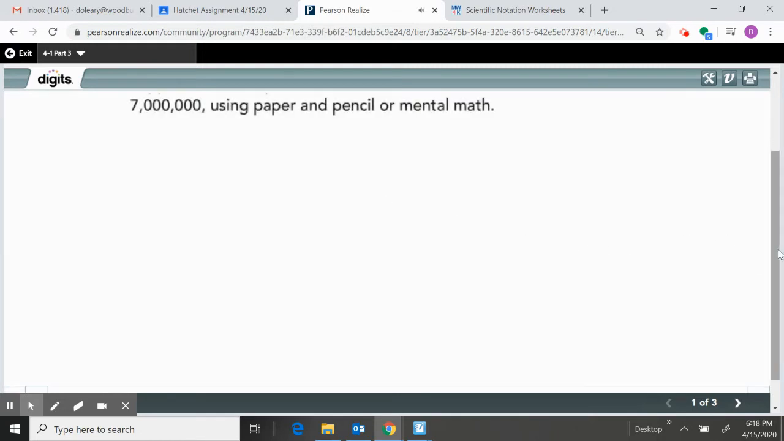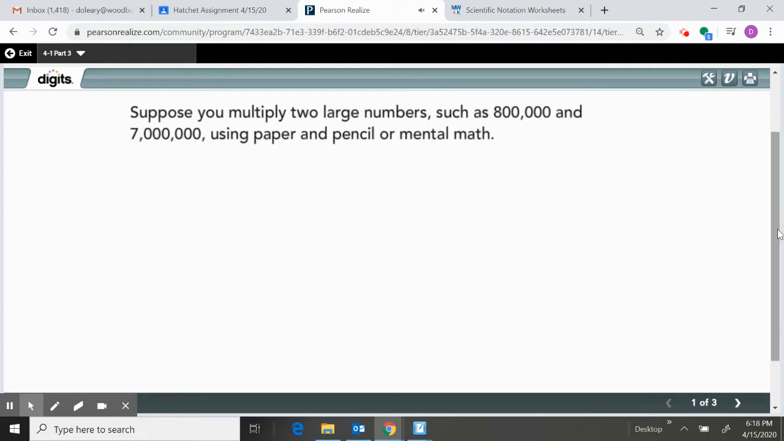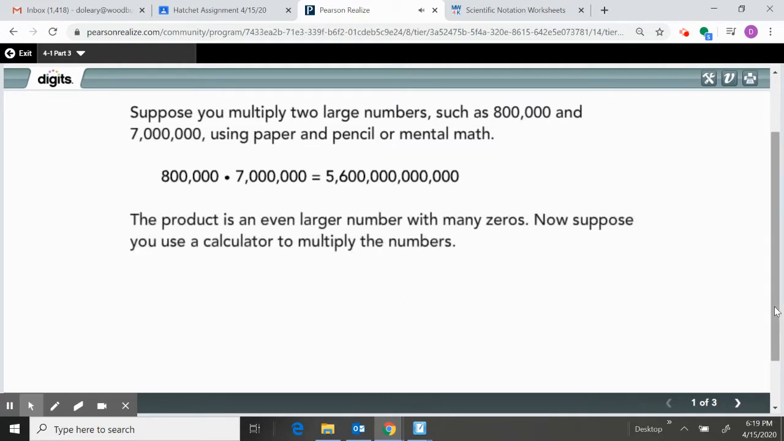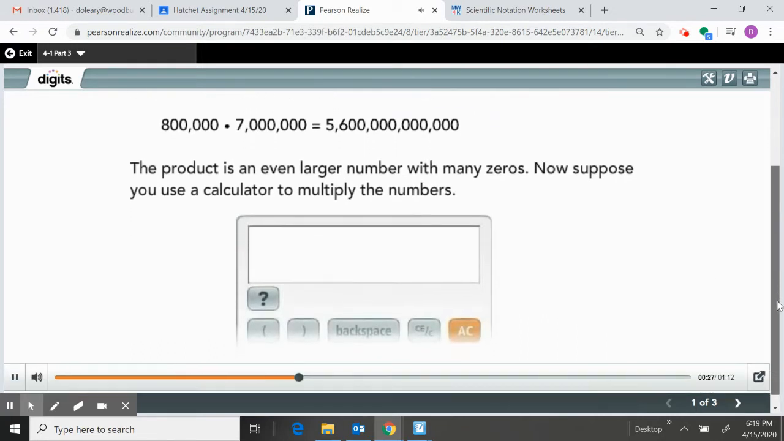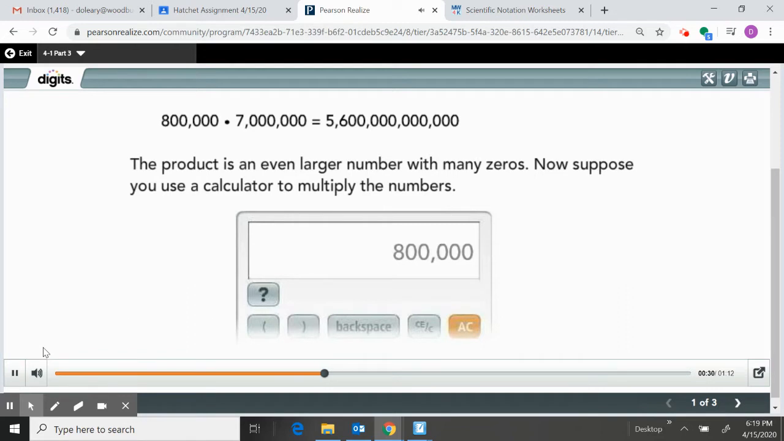Suppose you multiply two large numbers using paper and pencil or mental math. 800,000 times 7 million equals 5,600,000,000,000. The product is an even larger number with many zeros. Now suppose you use a calculator to multiply the numbers. 800,000 times 7 million equals, what happened to all the zeros?